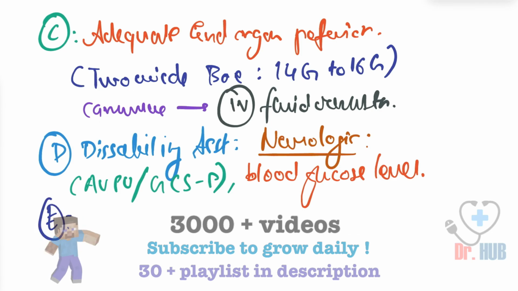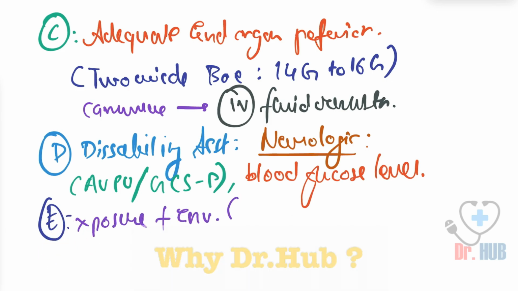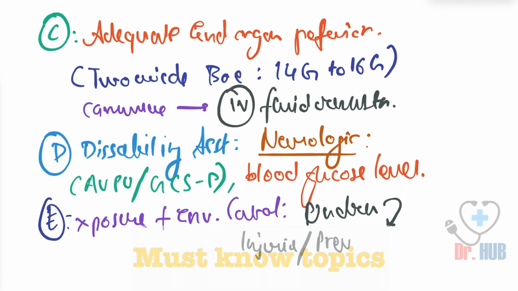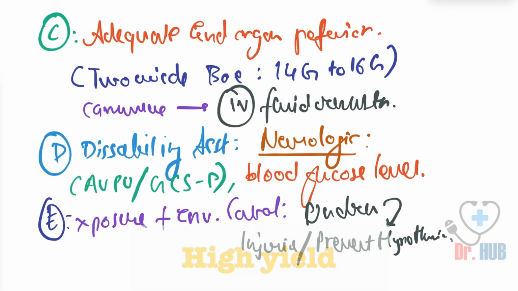So E is nothing but the exposure with environmental control. This is to undress the patient and examine thoroughly for possible injuries. So you undress the patient and look for possible injuries, and prevent hypothermia.